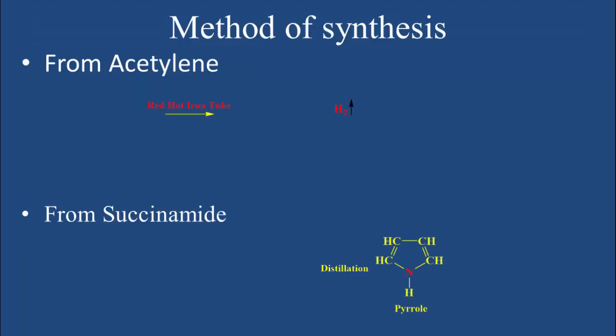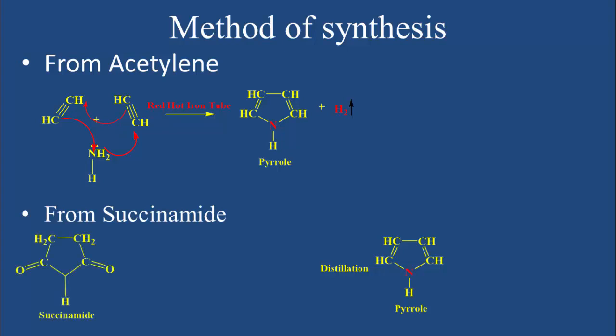Now, what are the methods of synthesis of pyrrole? There are three important methods of synthesis of pyrrole. First method is from acetylene. When two molecules of acetylene and one molecule of ammonia are passed through a red hot iron tube, there is the formation of pyrrole. The pyrrole is formed from the reaction between ammonia and acetylene. It gives formation of pyrrole along with the elimination of H2 gas.